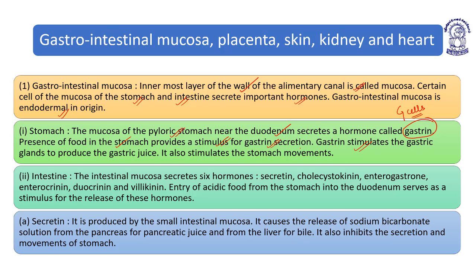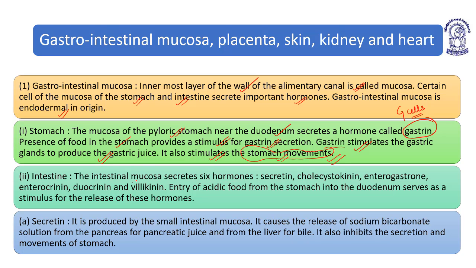Gastrin stimulates the gastric glands to produce gastric juice. The moment the food touches the pyloric sphincter or the pyloric region, the G cells get activated to produce gastrin. The secretion of gastrin stimulates the gastric glands to secrete gastric juice. It also stimulates the movement of the stomach, so it helps in the movement of the stomach.